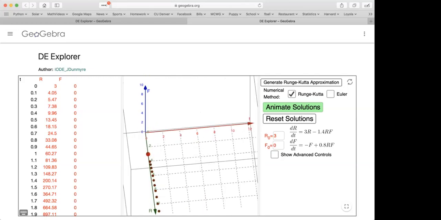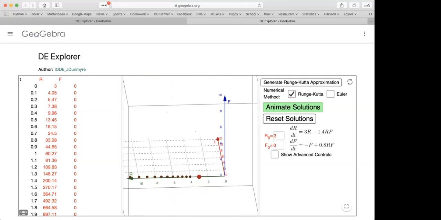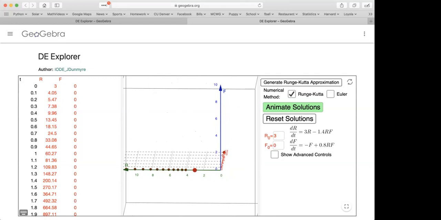And then we can move around this and check out the dynamics in the RF plane. And here, all we're seeing is that the rabbit population is shooting up along this axis, but the fox population is 0. So that's why we're just getting a series of dots that run along the R axis.